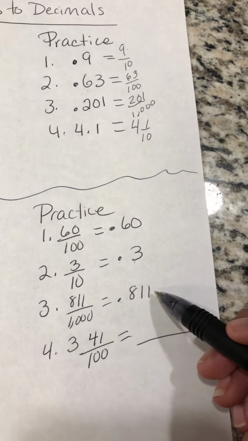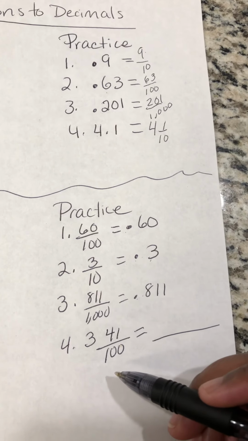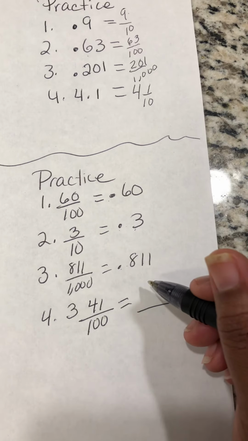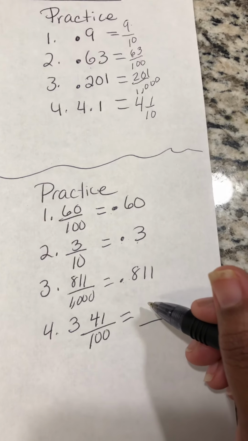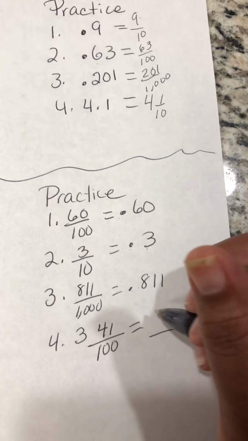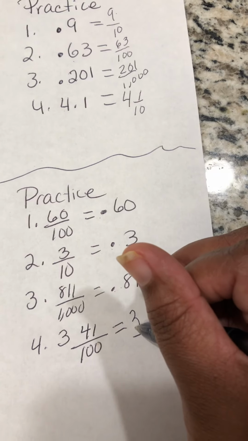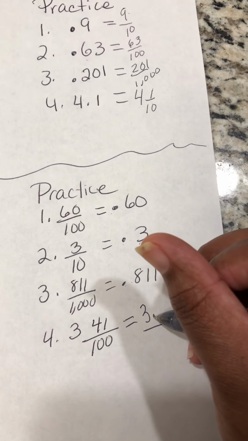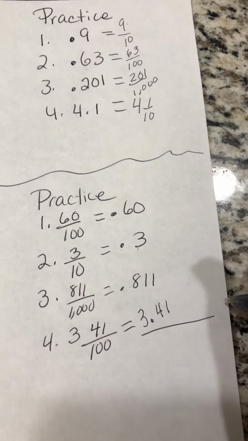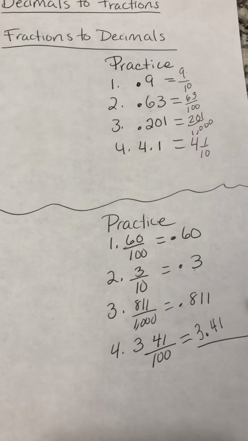And number 4, 3 and 41 hundredths. Just say to yourself, how do you think I should write this as a decimal? Wait momentarily. All right, here we go. I'm obviously going to have a 3 in the ones place, and then I'm going to write 41 hundredths. So hopefully that was your thought as well.